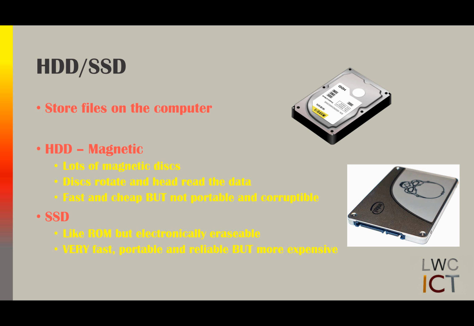It can be corrupted. An SSD, on the other hand, is actually like your ROM, but it can be erased. So it's kind of a step beyond it. It's actually the same as a flash drive that you would have in a USB stick or an SD card or something like that. It's extremely fast. It is not a huge amount slower than RAM. It's portable and it's reliable, but it is more expensive. And actually, it's not the most durable. There's only a limited amount of times you can erase and write onto it, though that is improving over time.